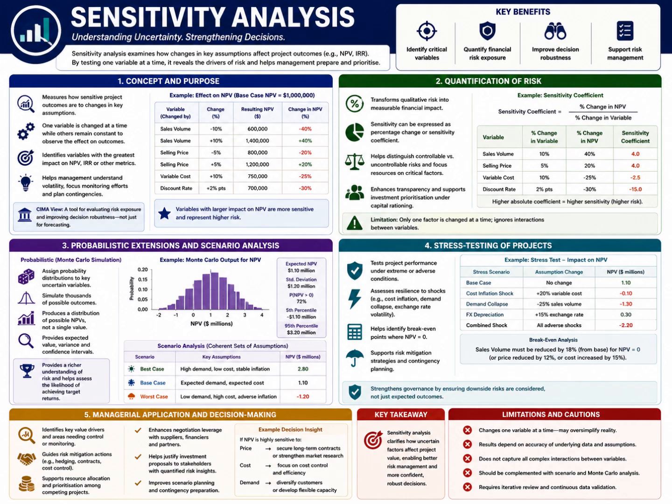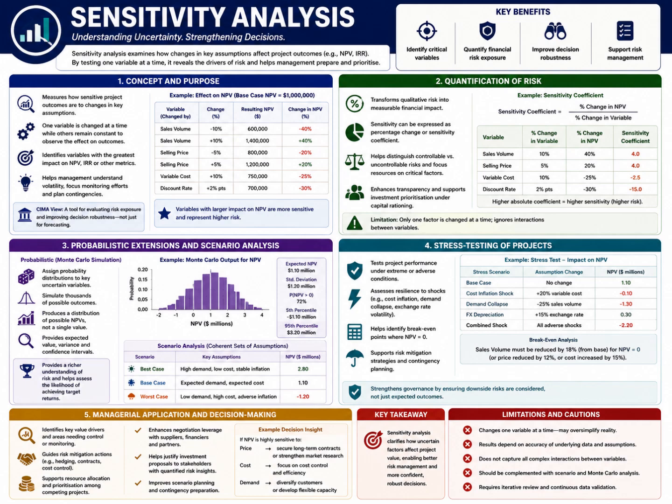Stress testing of projects. Stress testing extends sensitivity analysis by evaluating project performance under extreme or adverse conditions. It challenges optimistic assumptions to test project resilience against shocks such as sudden cost inflation, demand collapse, or exchange rate volatility. By simulating worst-case conditions, managers assess whether projects remain financially viable or require redesign.